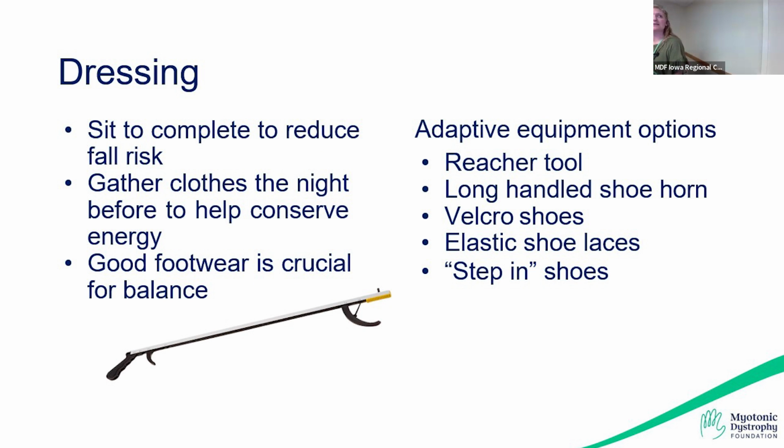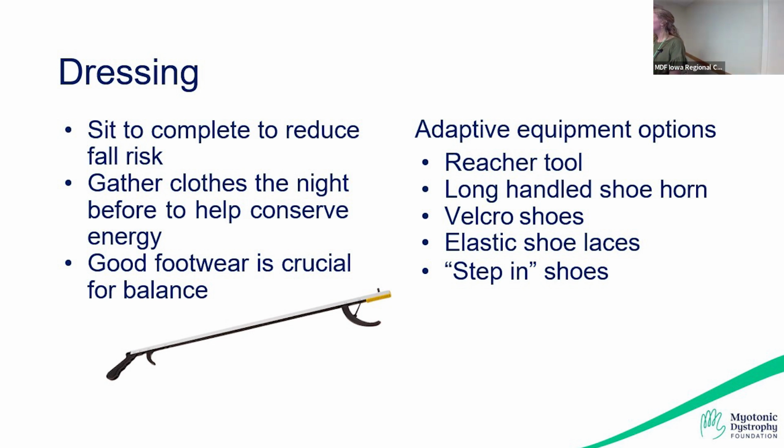The next ADL that we'll talk about is dressing. So this includes upper and lower body dressing. And again, with that proactive mindset, balance can be a challenge, leg weakness can be a challenge, so sit to complete getting your lower half dressed. For getting your shoes and socks on, for getting your legs into your pants and underwear, just sit down. Don't tempt the fall, don't try to balance. If you're concerned about your balance, sit down.